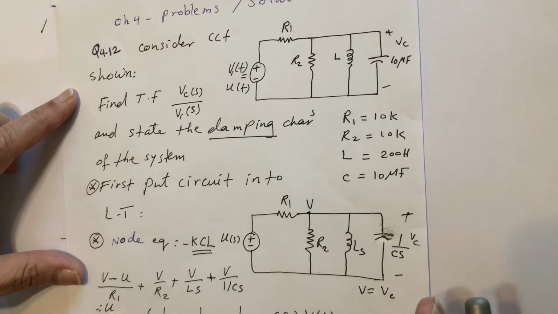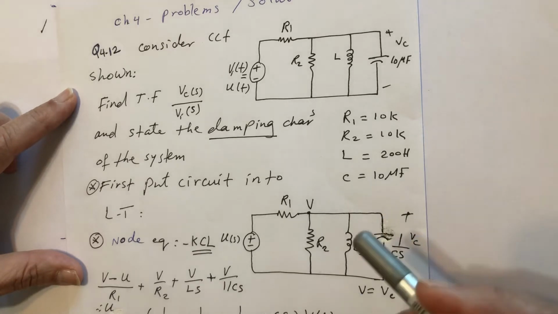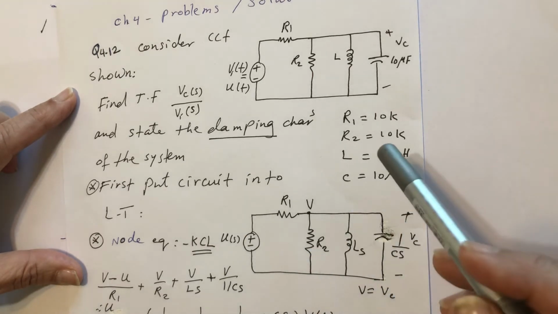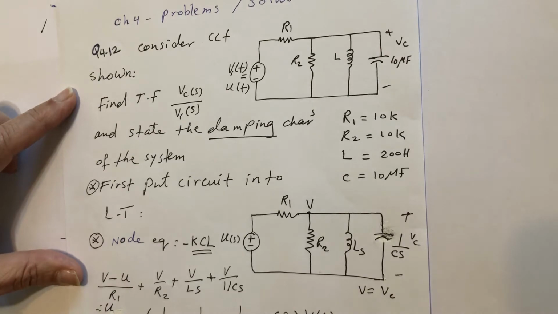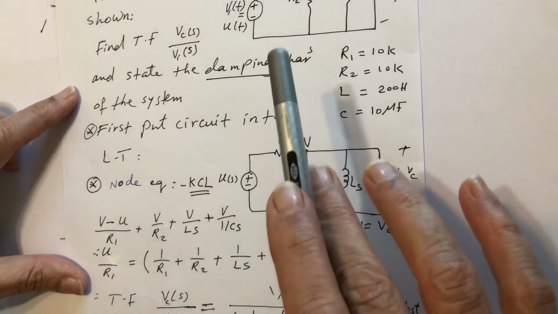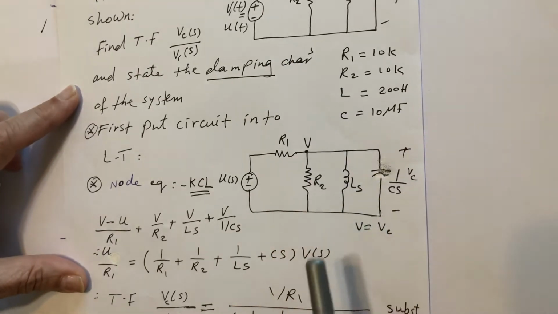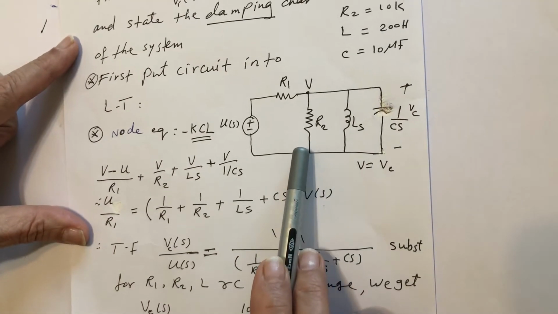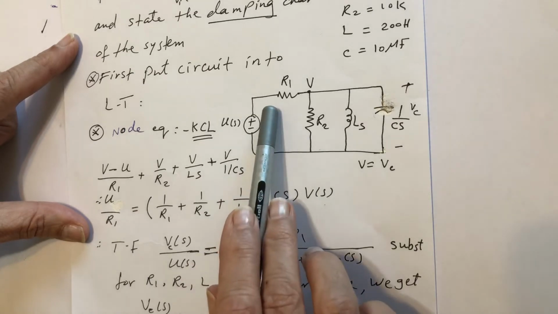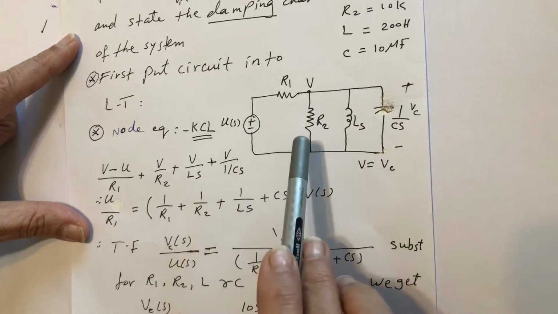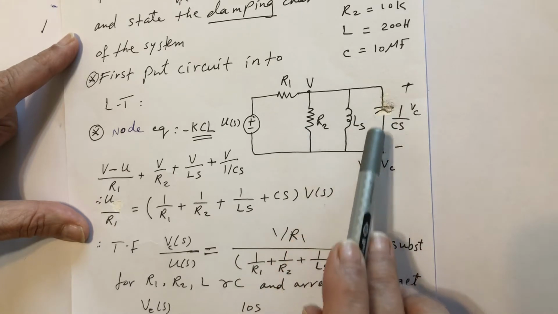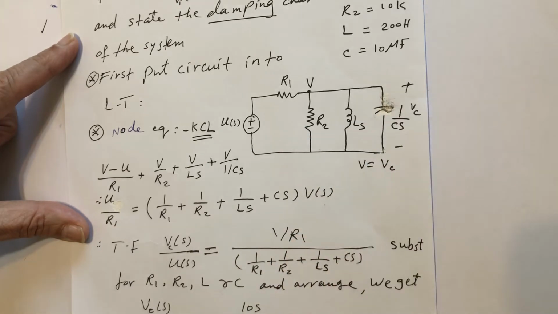Of course, we took modeling and simulation in chapter 2, so now we can make use of this model. First of all, you put in the Laplace transform. So I'll transfer this circuit into this one. This is the Laplace transform of the circuit. This is R1, this is U of S, the input, and this is R2. This is LS, this is 1 over CS, and this is VC of S, of course.